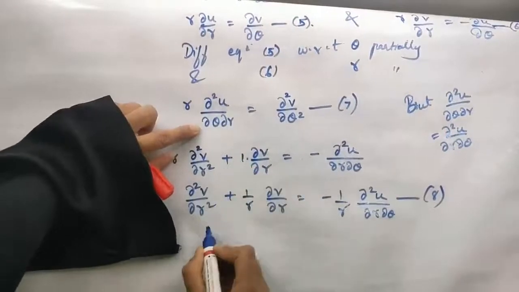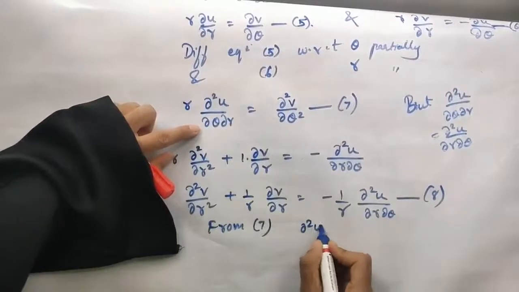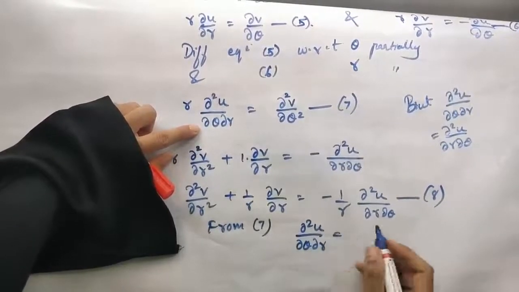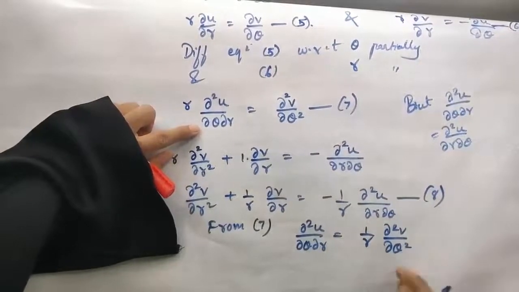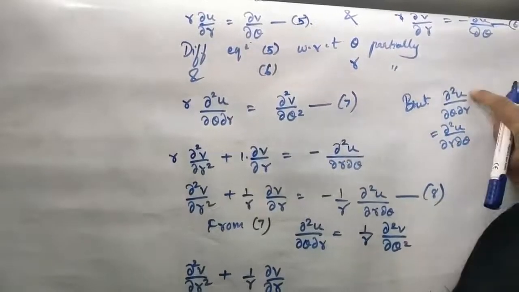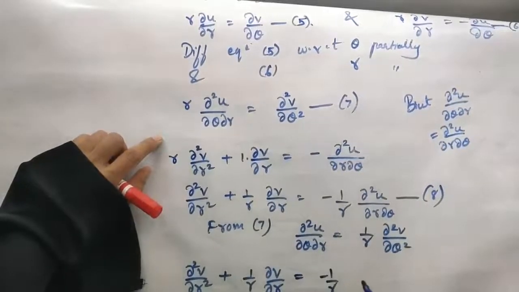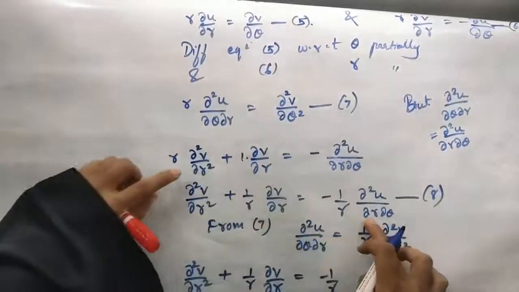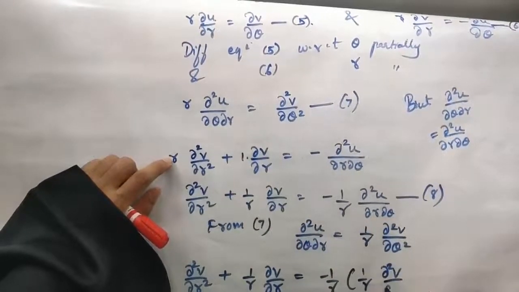Okay, so from equation 7, I have ∂²u/∂θ∂r = (1/r) ∂²v/∂θ². I'll replace it here. So we'll have ∂²v/∂r² + (1/r) ∂v/∂r, and here, since the two are equal, I can replace −(1/r) as it is. I can replace this value from equation 4. Okay, from equation 4, it is (1/r) ∂²v/∂θ².